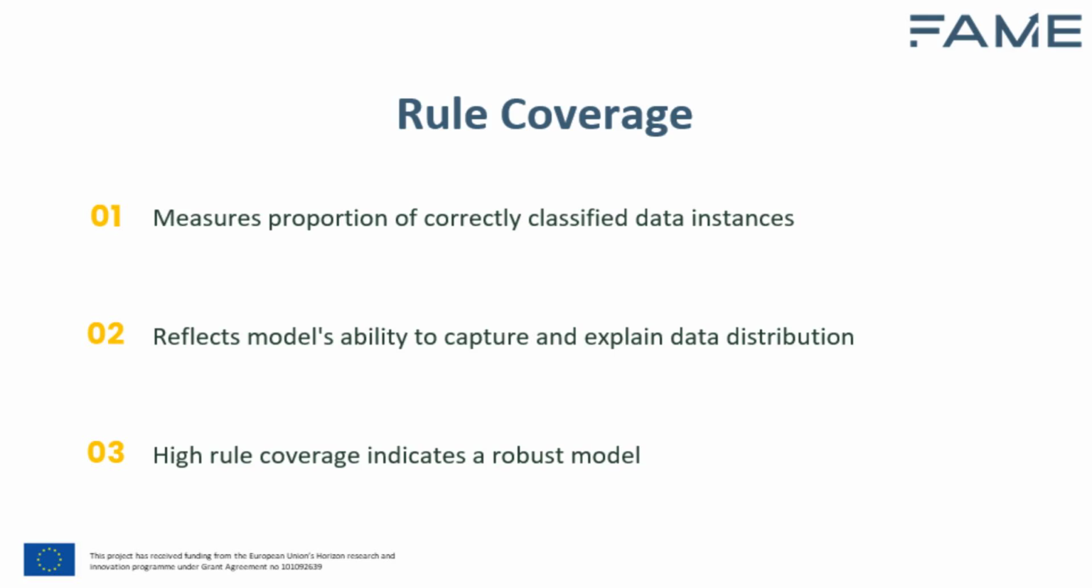Rule coverage measures the proportion of data instances that are correctly classified by the model's rules or decision paths. It reflects the model's ability to capture and explain the majority of the data distribution. High rule coverage indicates a more robust model with a better understanding of the underlying patterns in the data.